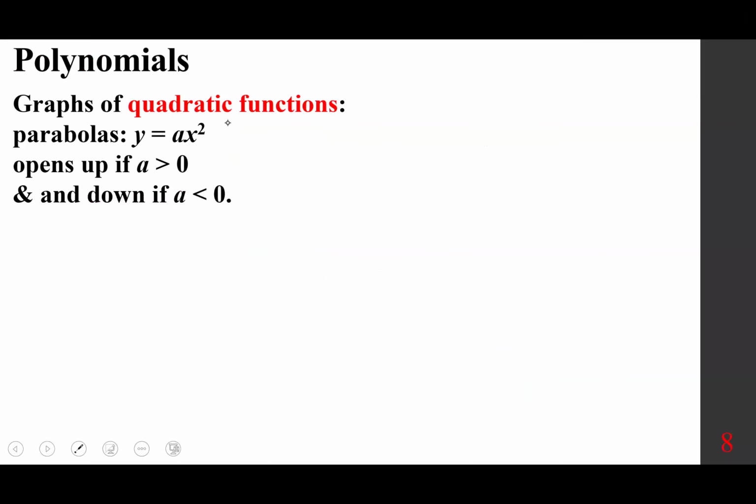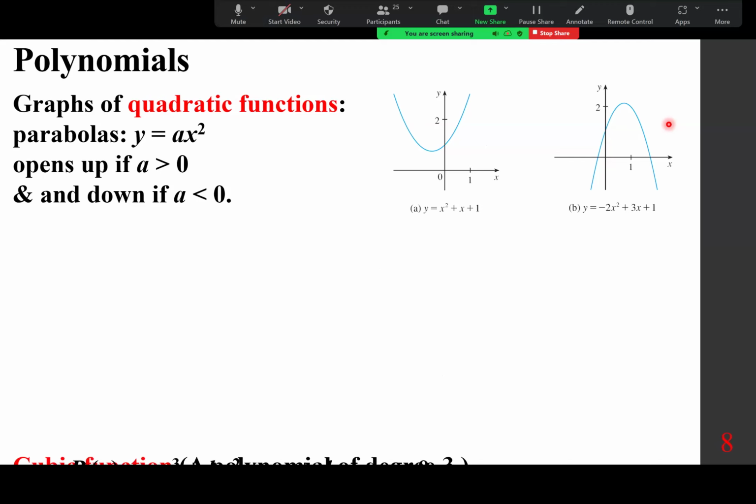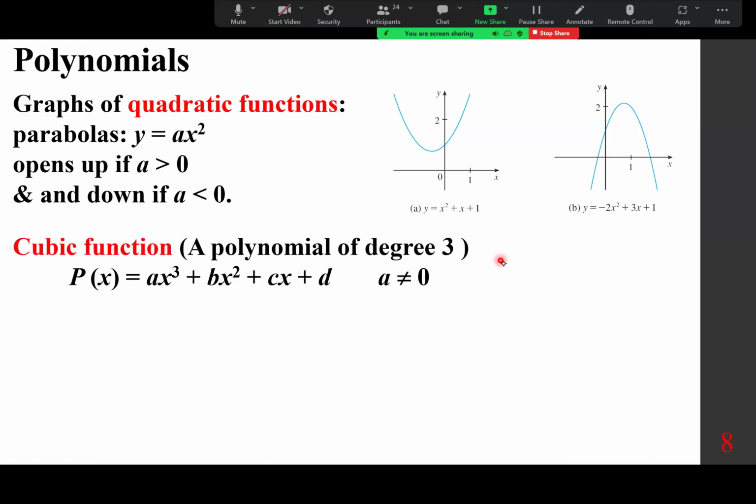Graphs of quadratic functions, we call them parabolas. y equals ax squared opens up if a is positive and down if a is negative, looking like this when it opens up, looking like this when it opens down. A polynomial of degree 3 such as p of x equals ax cubed plus bx squared plus cx plus d, and again a, the leading coefficient, can't be 0.